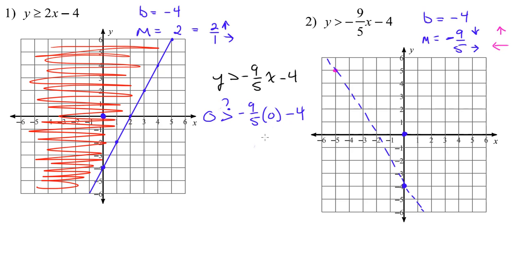So negative 9/5 times 0 is 0. 0 minus 4 is negative 4. And we get the statement 0 is greater than negative 4, which is a true statement. So since origin gave us a true statement, and it's to the right side of the line, then we know that the right side of the line is the side that we need to shade.